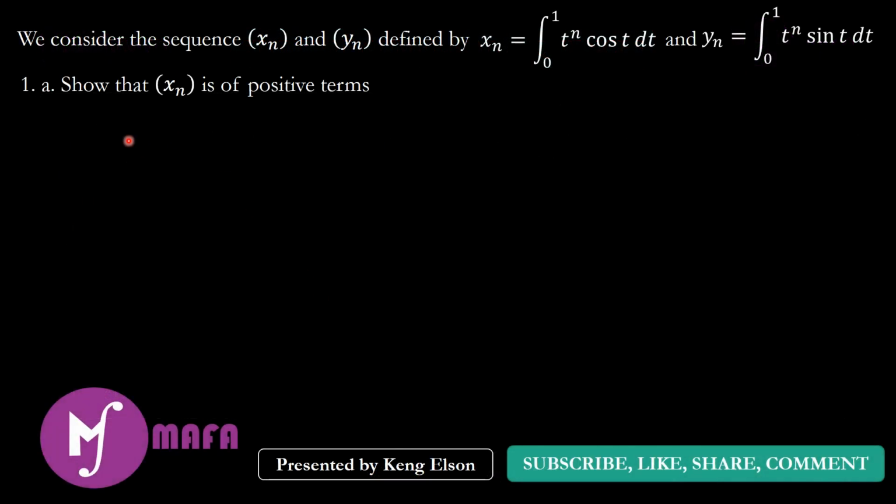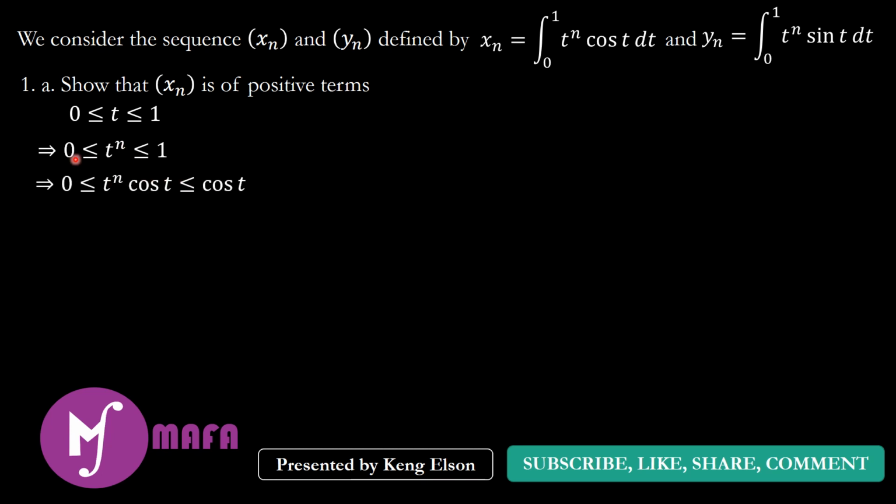Okay, so we are going to begin with the first question, which is asking us to show that xn is of positive terms. So we have been told that xn is the integral from 0 to 1 of t to the n cos t dt. It means that the variable t is in the interval 0 to 1. So from there we can raise all the sides to the power n, and the power function on a positive interval is an increasing function, so the inequality signs remain the same. So we have 0 is less than or equal to t to the n less than or equal to 1.